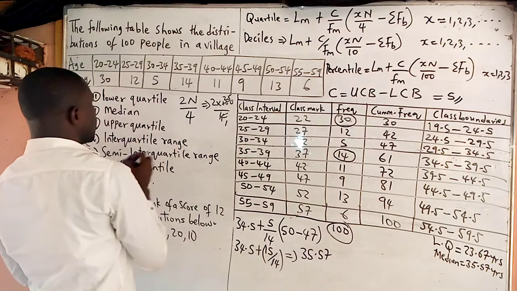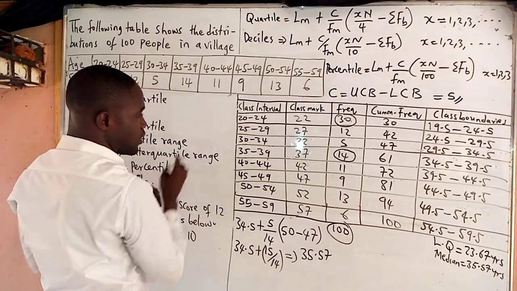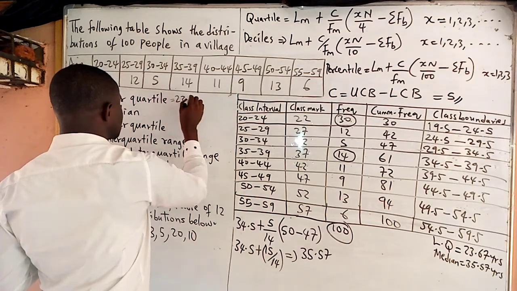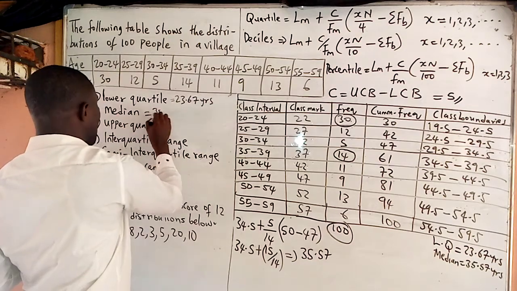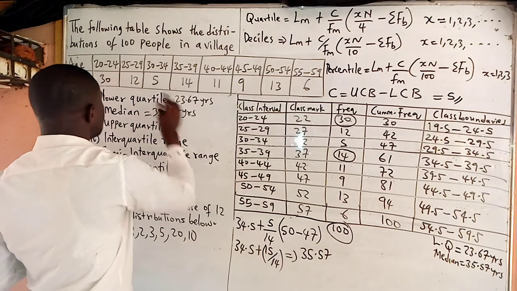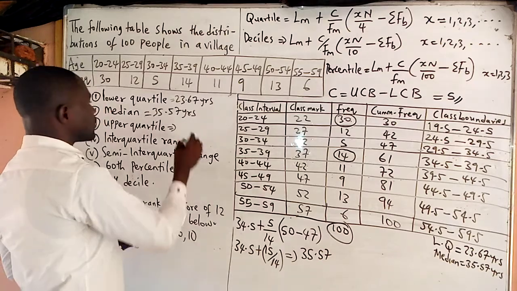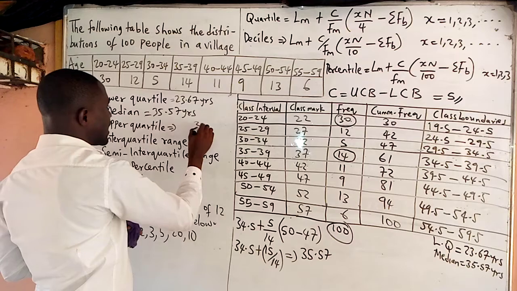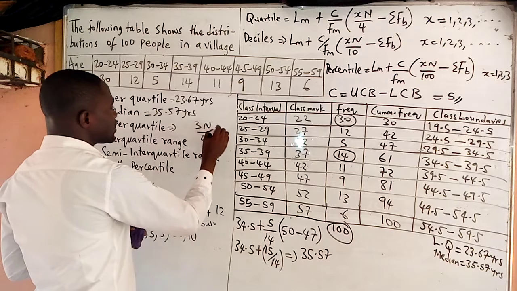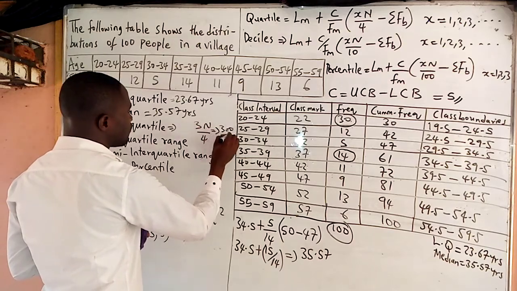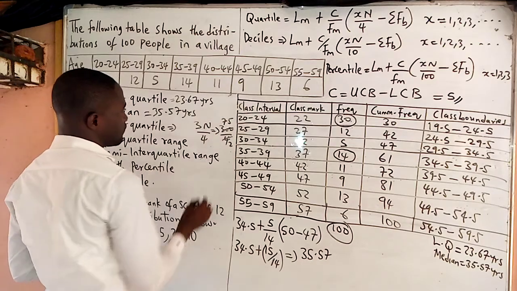So we have gotten our lower quartile to be 23.67 years. Median, we got it to be 35.57 years, because this is about age. Now, upper quartile. How do we get upper quartile? Upper quartile simply means 3n over 4. That is the third quartile. Third quartile is called upper quartile. That is 3 times 100, 300 over 4. 300 over 4 will be giving you 75.